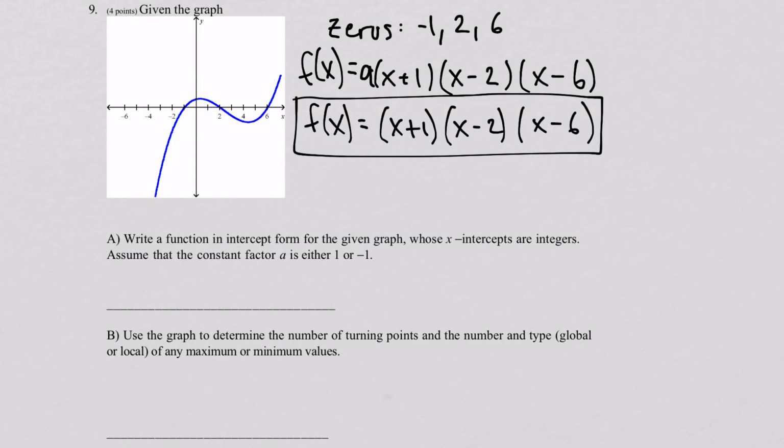Okay, now let's answer part B. It says use the graph to determine the number of turning points and the number and type, global or local, of any maximum or minimum values. Okay, I'm going to start with the turning points. That should be very easy to see for you guys now. Turning points, remember, are when the graph changes direction. So it's going up, then going down, or it's going down, then it goes back up. So I see 2. Right here I'm going up, and then I change direction. So right here is a turning point. And then I'm going down, and then I change direction. So right here is another turning point. Okay. So there are 2 turning points.